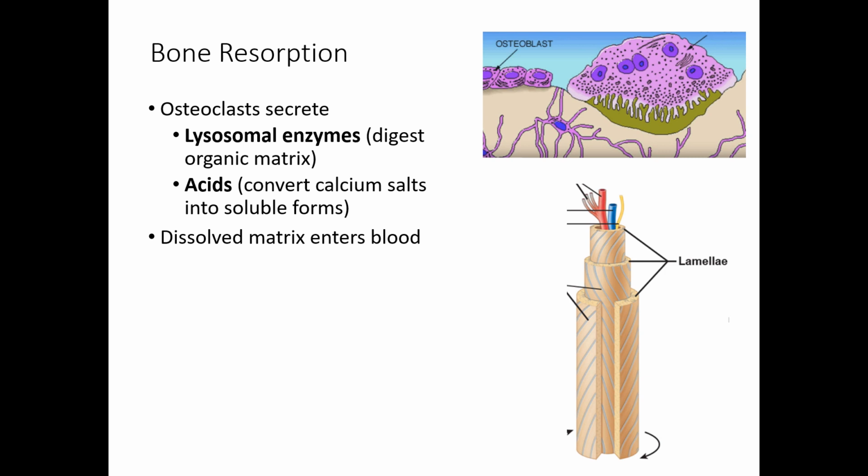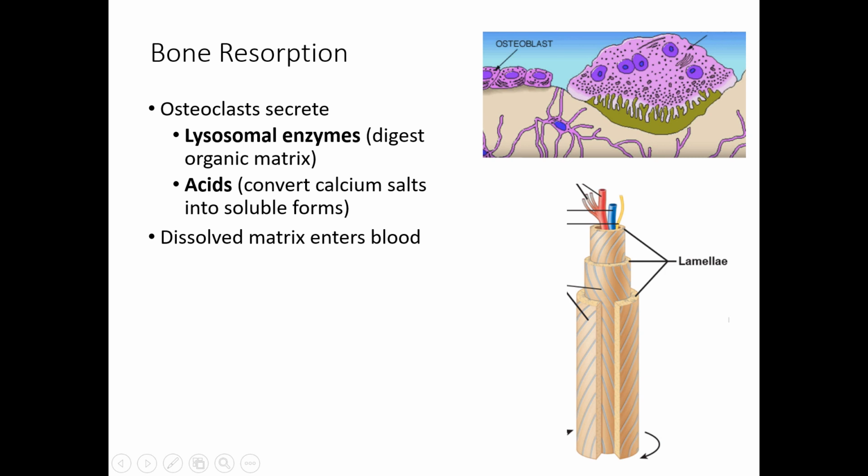Okay, so two processes are happening during bone remodeling: bone resorption and bone deposit. How exactly does it happen? Remember those huge cells that have many nuclei, osteoclasts. Osteoclasts are sitting on the surface of the bone, and they can secrete two substances, lysosomal enzymes right here, and those enzymes will digest the organic matrix of the bone. Remember what the organic matrix is? Those are cells like osteocytes, and those are also collagen fibers. Those will be digested by lysosomal enzymes.